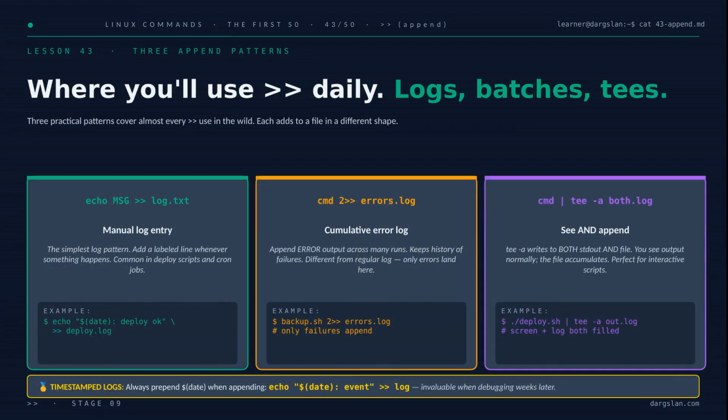So where does append actually show up in your day-to-day work? 3 patterns cover almost everything. First, the manual log entry, echo a message into a file, perfect for deploy scripts and cron jobs. Second, 2 double arrow, for a cumulative error log, where only failures land, building a history of what went wrong. And third, tee -a, which writes to the screen and appends to a file at the same time, great for interactive scripts where you want to watch and record. And one pro tip, always prepend a date when you append. Future you, debugging at 2 a.m. weeks from now, will be deeply grateful.